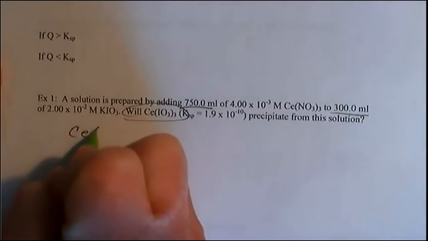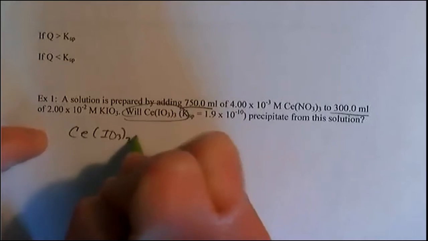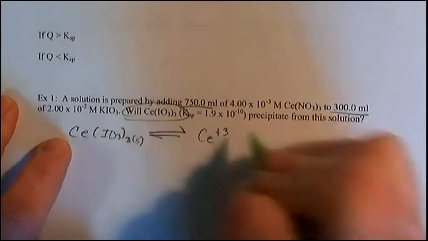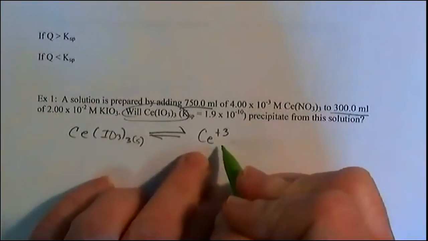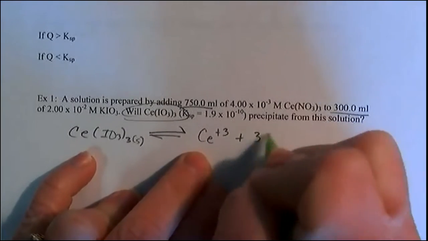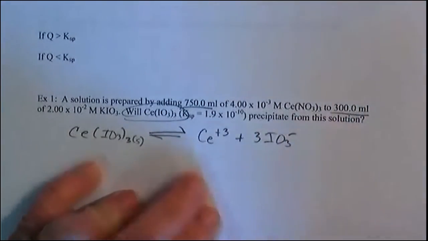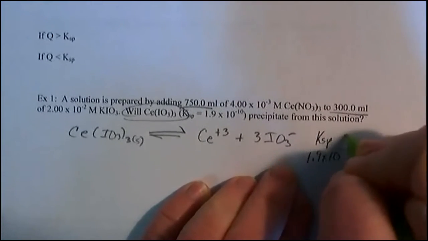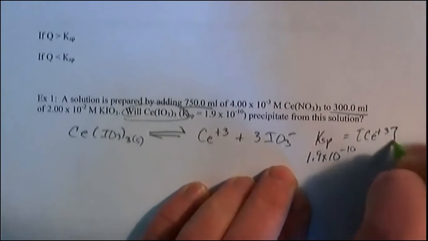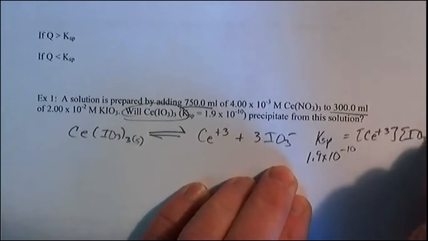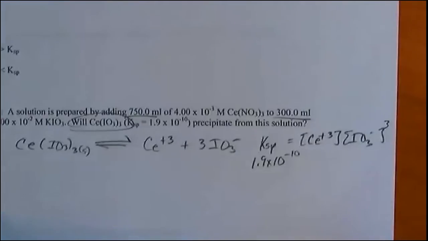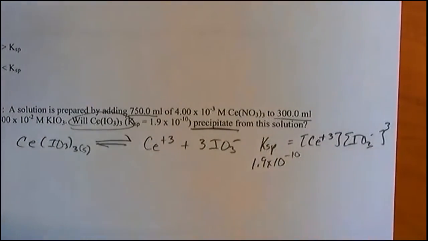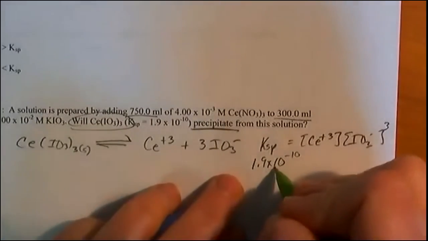Okay, so this is my solid reactant, and I am creating, if I'm saturated, 1 cerium plus 3 for every 3 iodates. All right, and the KSP, 1.9 times 10 to the minus 10th, will be equal to my cerium plus 3 and then my iodate cubed. All right, so the question is, am I getting this precipitate? So that should immediately direct us to find QSP.